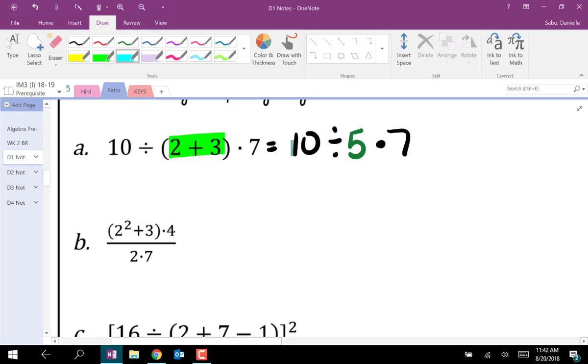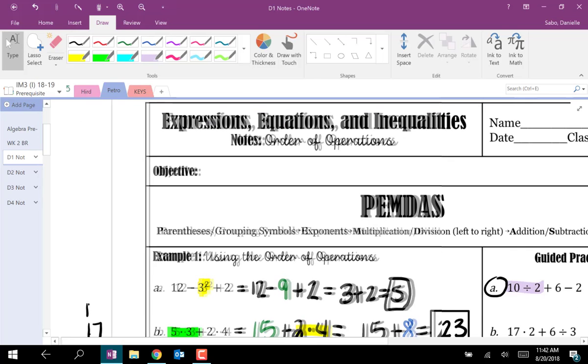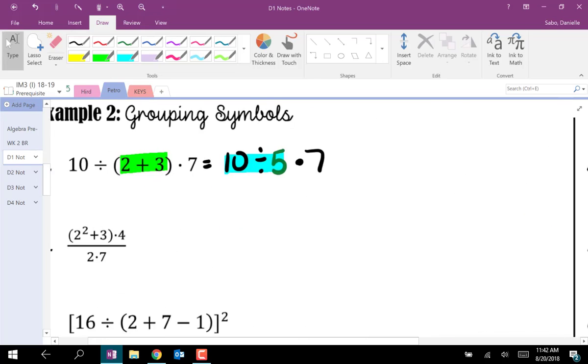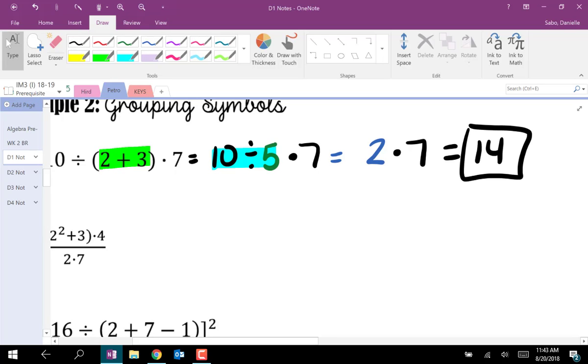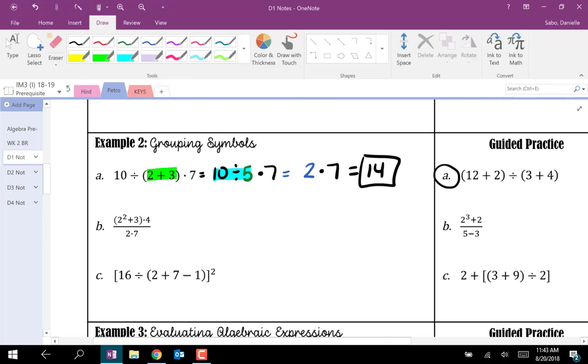I know that can be kind of confusing, but remember, I think I might have written it down right here. Multiplication and division, they're together. So it's left to right when you get to that point. So what is 10 divided by 5 in blue? 2. And then I have 2 times 7, which gets me 14. Beautiful. Go ahead and do A on the guided practice and see how you do.